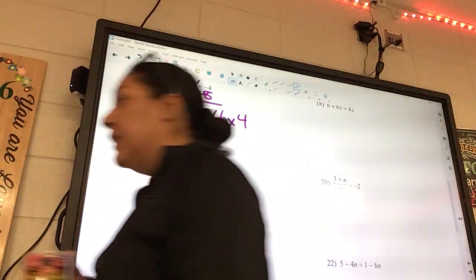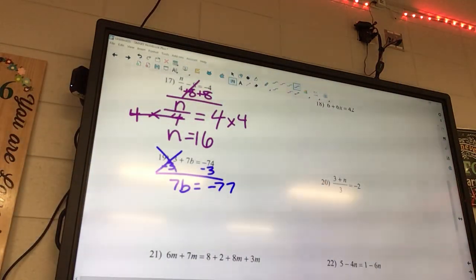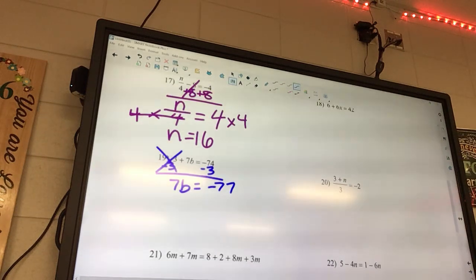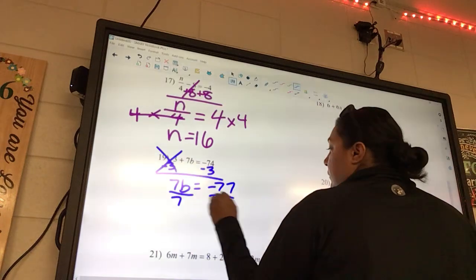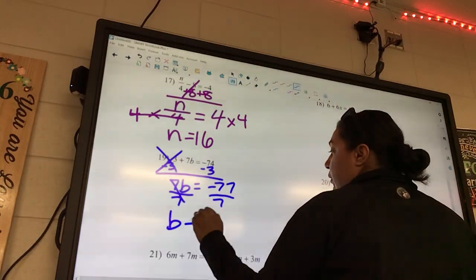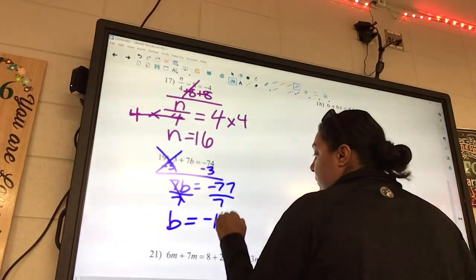Okay, and then what needs done? What's our second step? Divide. Divide by 7. So we get B equals negative 11.